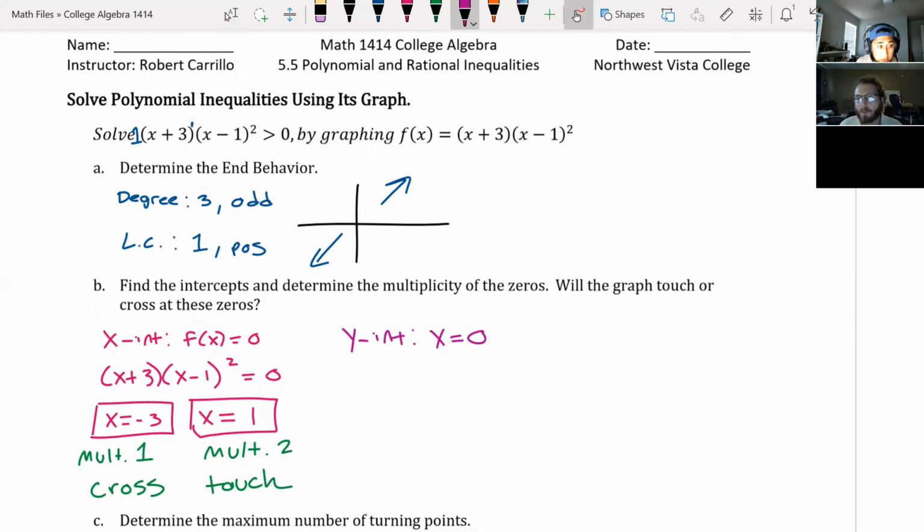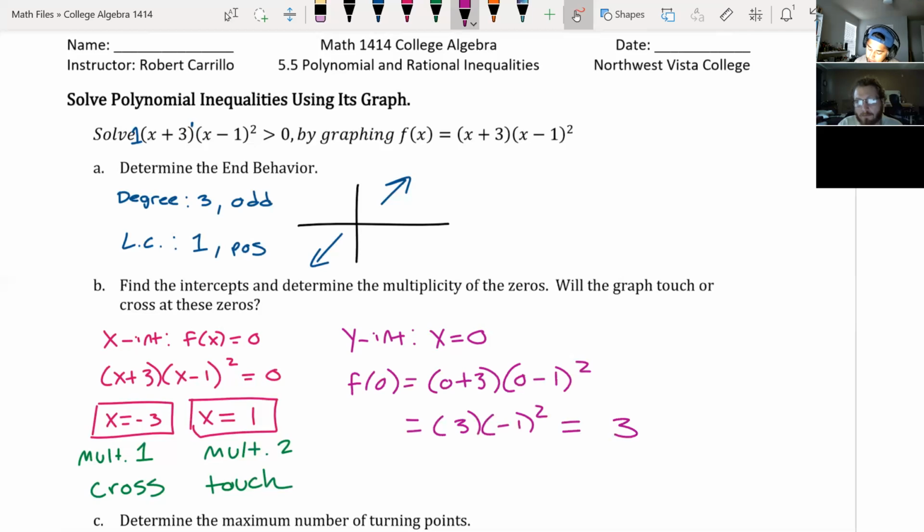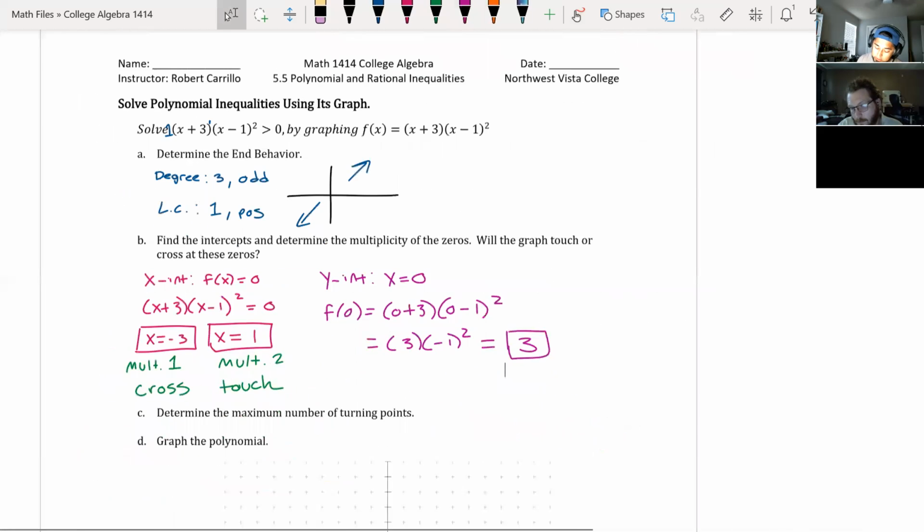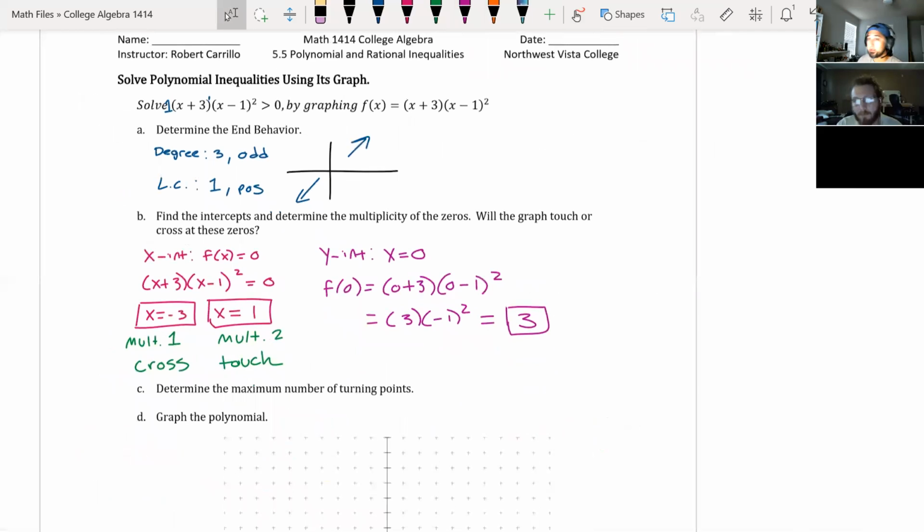And the last thing we want is that y-intercept. Where we let x equal 0. We'll have f of 0, and that'll give me 0 plus 3 and 0 minus 1 squared. Here you'll get 3 times -1 squared, which is 3. There's my y-intercept. Next one's easy money. How many turning points? Well, if the degree is 3, how many turning points do I have? 2, because it's degree minus 1.